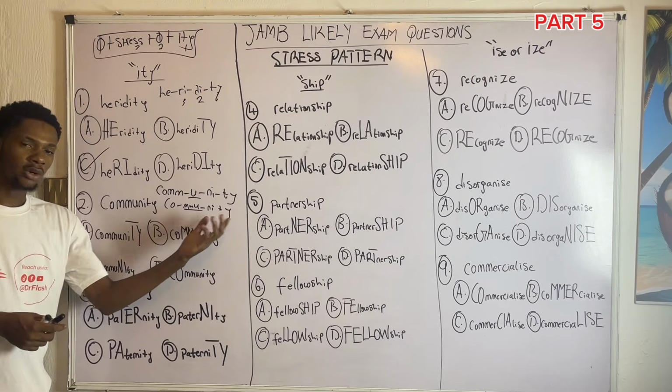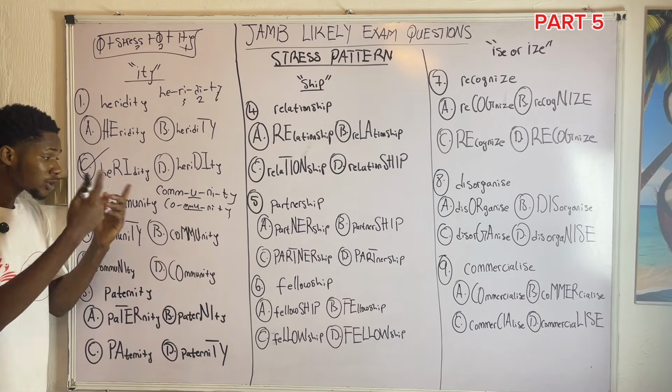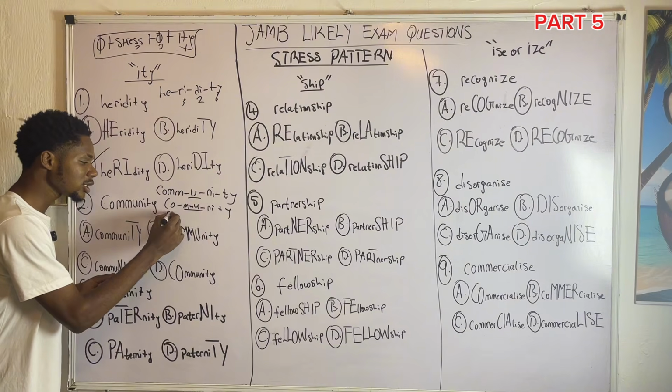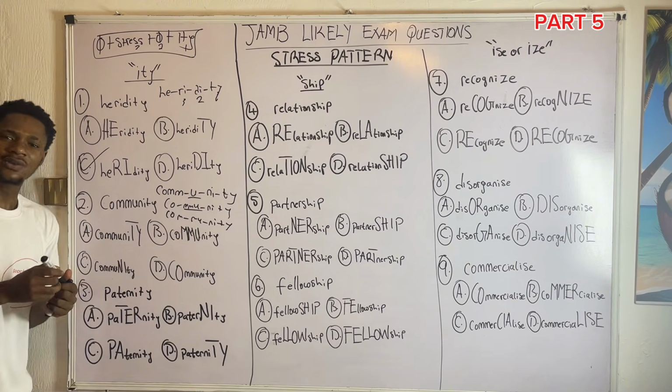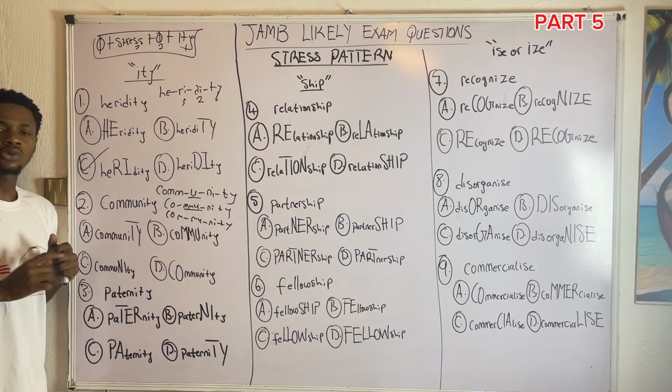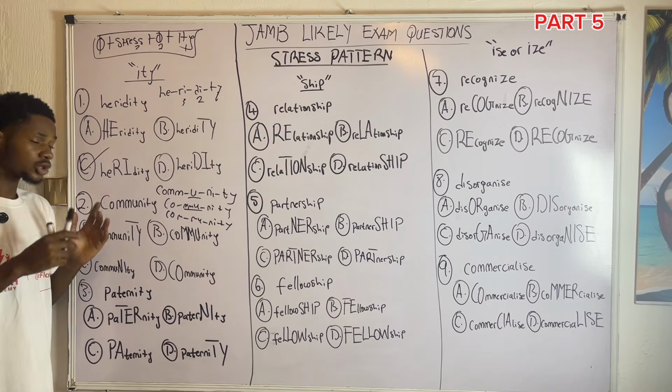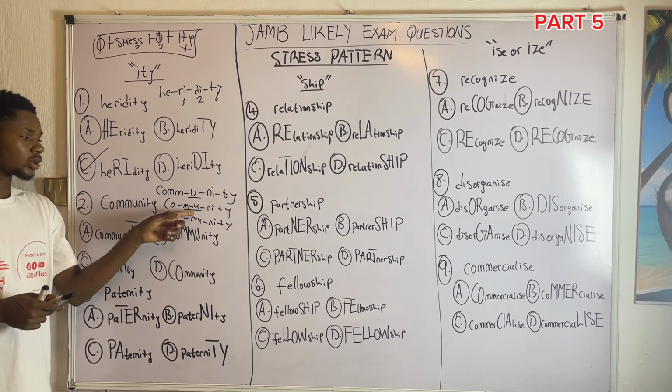Same thing for other words. Take note of that. Some persons will go as far as stressing it as COM and then MU and then NITY. Any one you want, as far as the stress is on the third syllable, it follows the rule. No problem at all. But you should likely expect this particular one, option B.